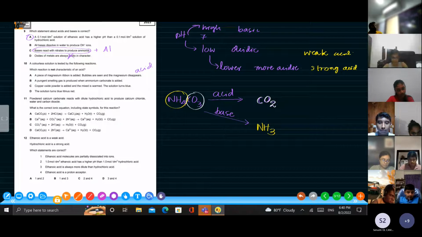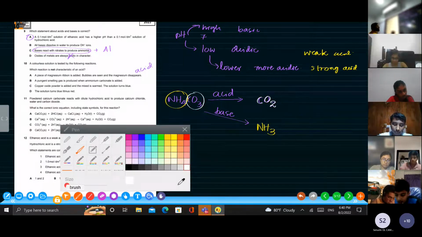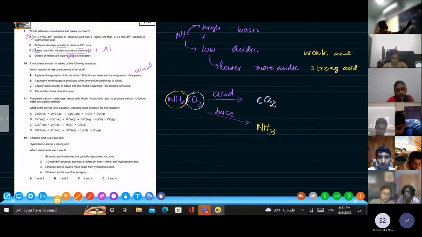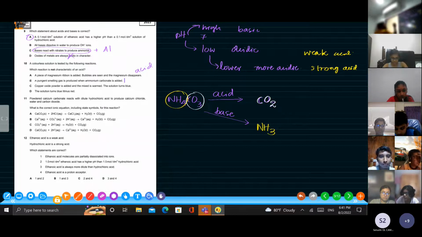Now, ammonia is a pungent smelling gas. Carbon dioxide is a colorless, odorless gas, which will turn lime water milky. But have a look at this answer: a pungent smelling gas is produced when ammonium carbonate is added to an acid. Carbon dioxide is an odorless gas. Therefore, this is wrong. So this statement is false.